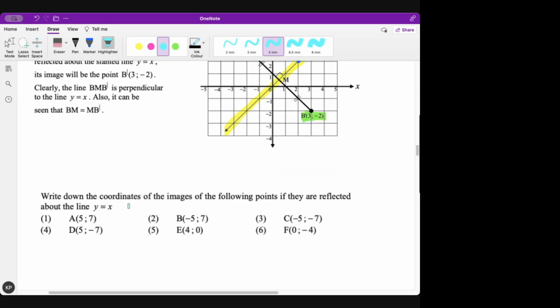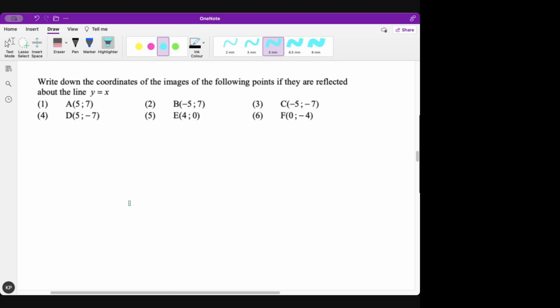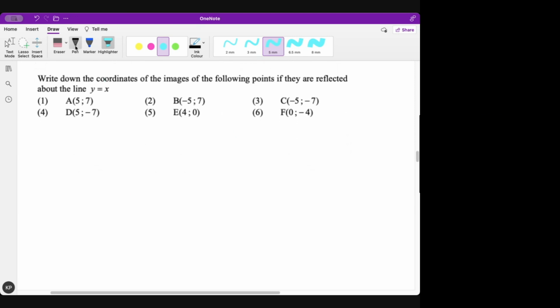Okay, now we're going to practice reflecting upon the line y is equal to x. Remind me again, what is the rule for reflecting upon the line y is equal to x? If I start off with (x, y), I'm going to end up with what? What are my new coordinates going to look like? Using x and y, tell me what the new rule is when we are reflecting upon the line y is equal to x.